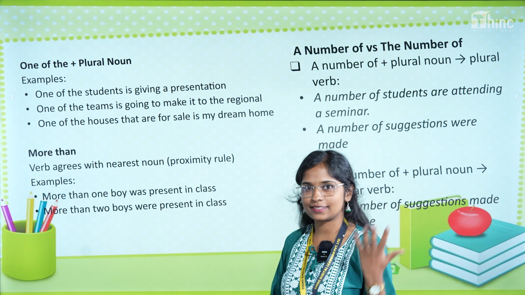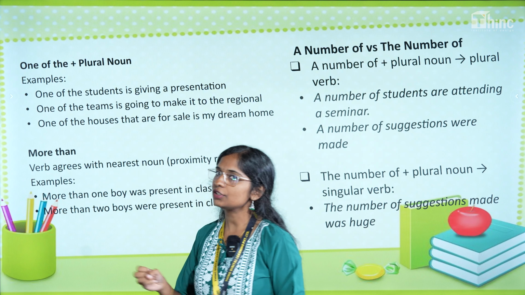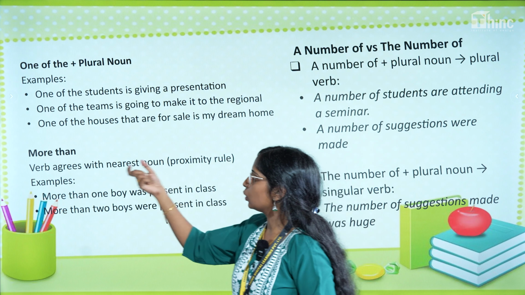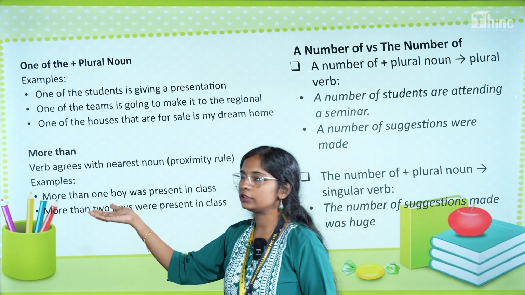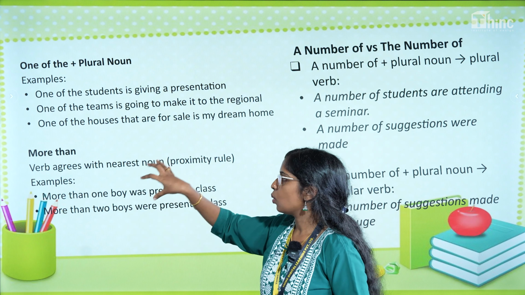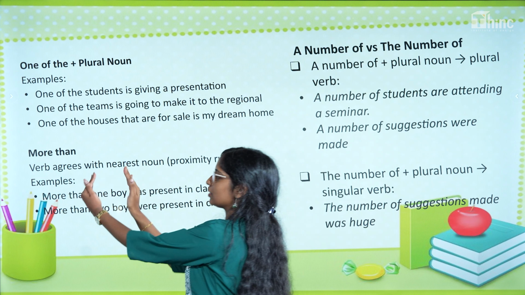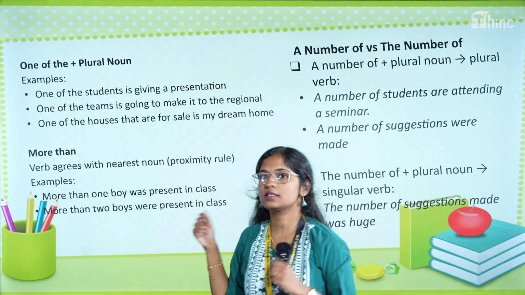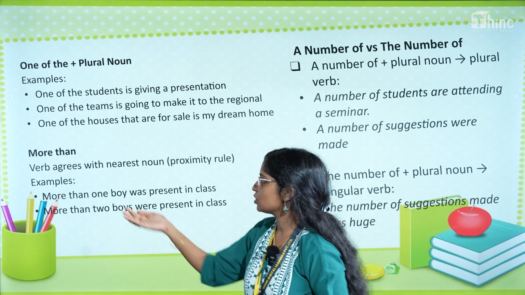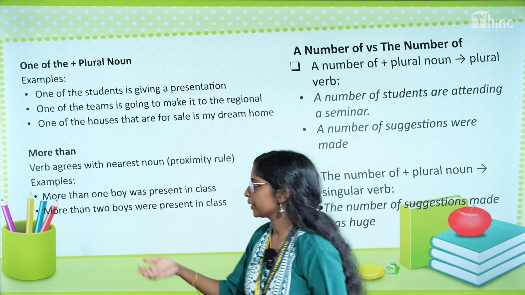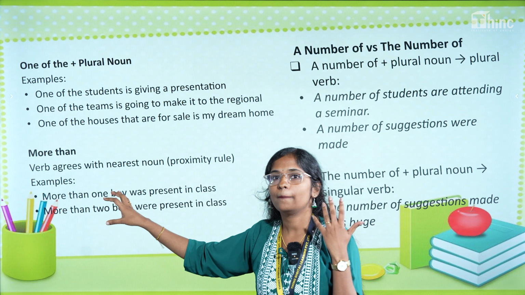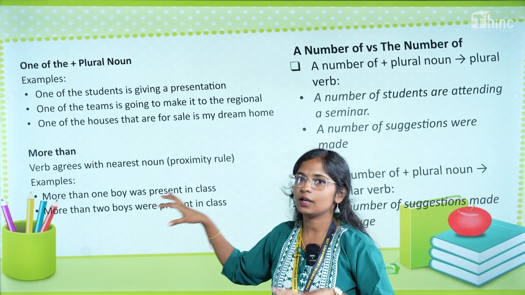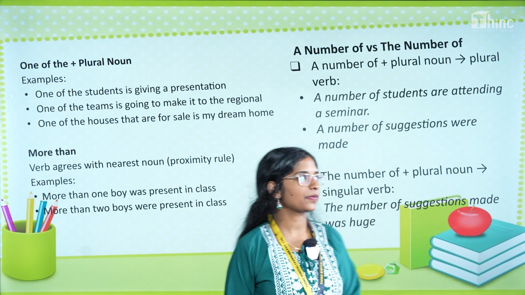Okay. Next case, more than. When you see more than, the verb agrees with the nearest noun. More than one boy was present in class. You have to look at the subject here. One boy, singular or plural? Singular. So we use was. More than two boys, singular or plural? Plural. So we use were present in class.